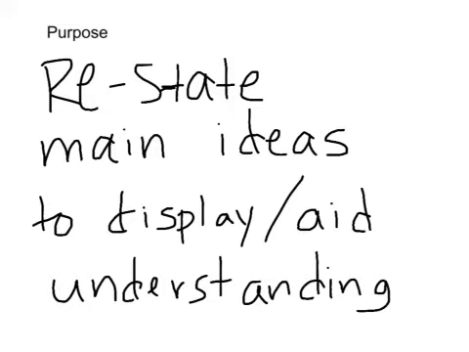Okay? So again, the reason we summarize, our purpose, is to restate the main ideas in order to display and aid in understanding. When we restate the main ideas, we recreate the argument written in an essay or an article, or we retell in brief the story told in a short story or a novel. And by doing so, we assist ourselves in our own understanding. By displaying our understanding, we clarify our own thought and make it more specific, and we can help others understand as well. So the purpose of summarizing is to restate the main ideas of what you read in order to display and or aid understanding.